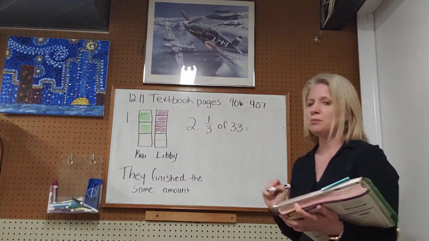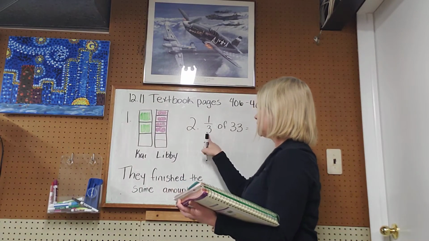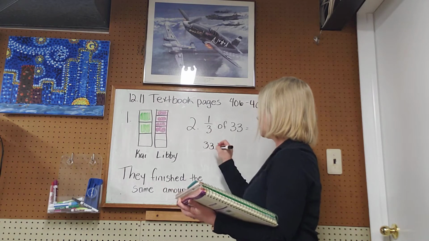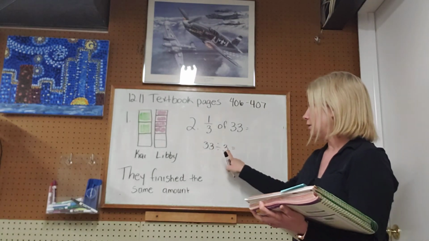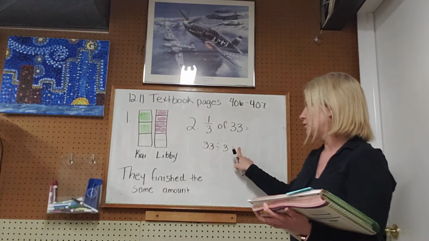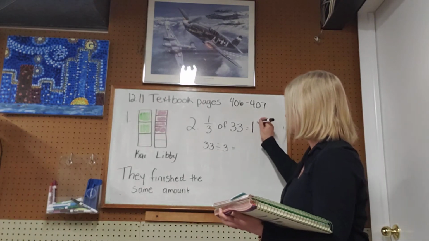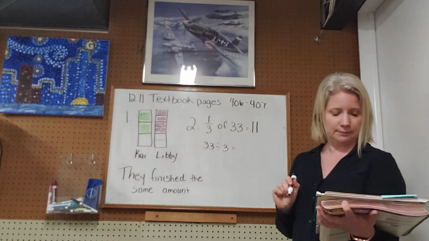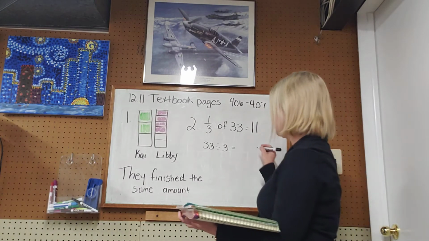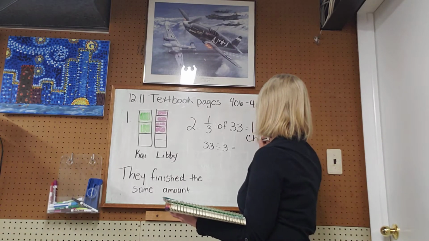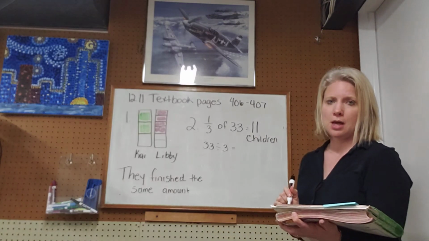Remember, when we do these problems, it's like dividing. We say 33 divided by 3 equals, and this is our dividing, or we could do the opposite, 11 times 3 equals, and we should get 11. So number 2 should be 11 children. Okay, let's go to number 3.